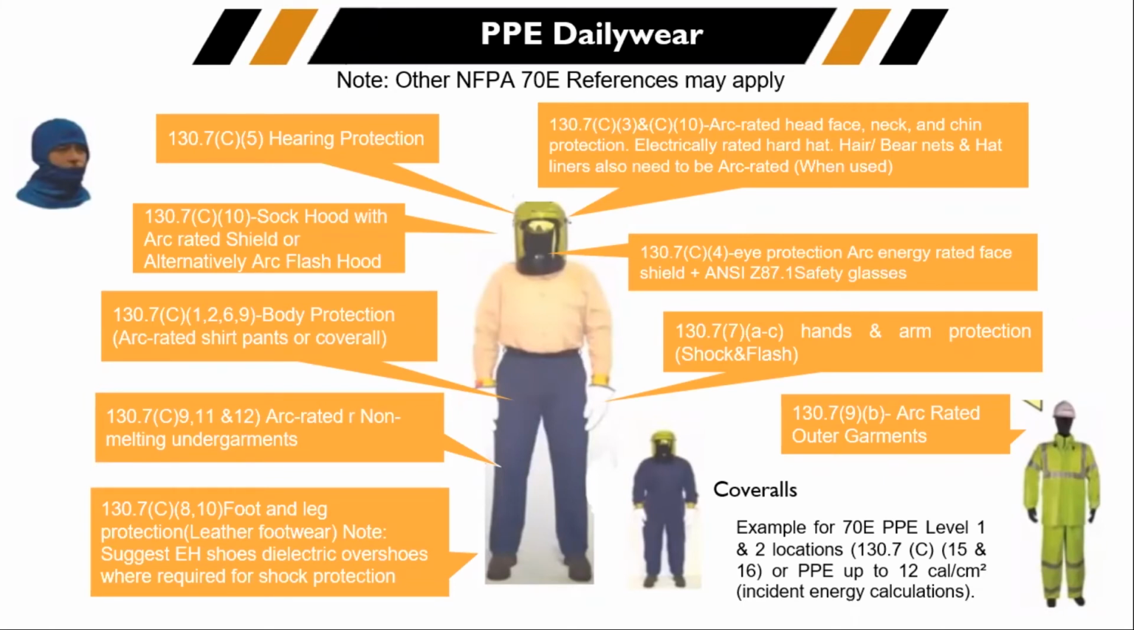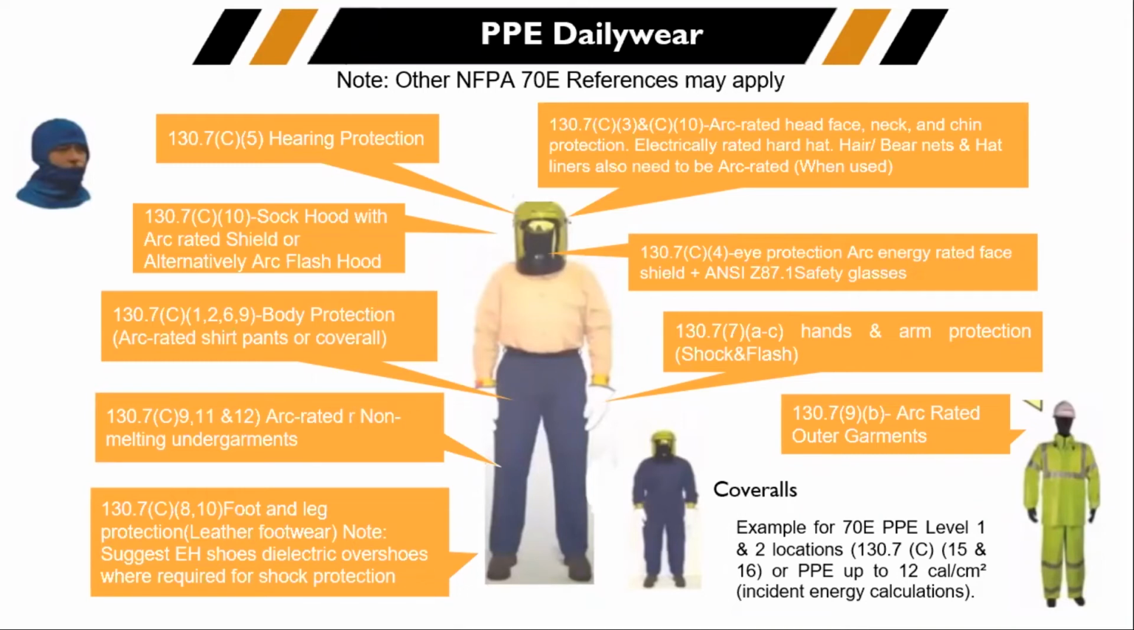Now, in this picture, we have an example of PPE daily wear. The reference is NFPA 70E, section 130.7(C). We have the hearing protection, sock hood with arc-rated shield or alternative arc flash hood, the body protection: arc-rated shirt, pants or coverall, the arc-rated non-melting undergarments, the foot and leg protection: leather footwear.